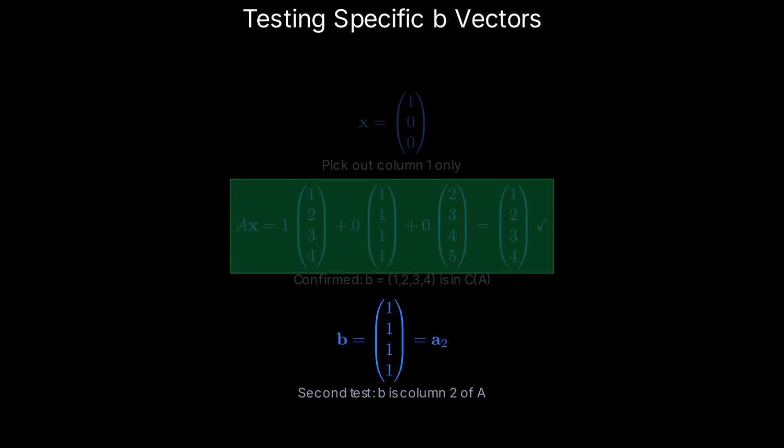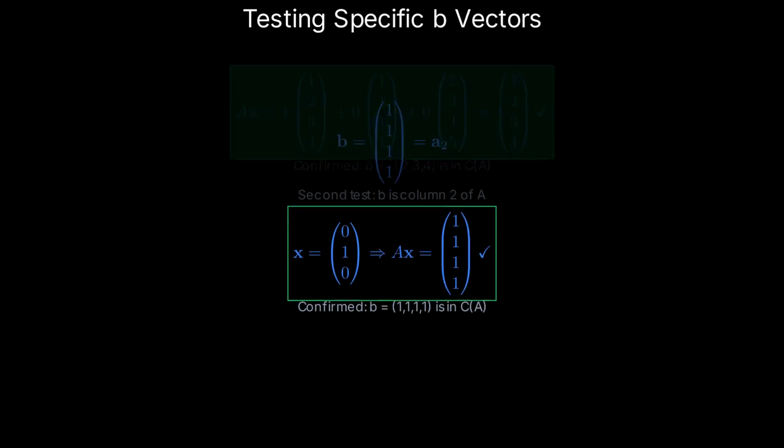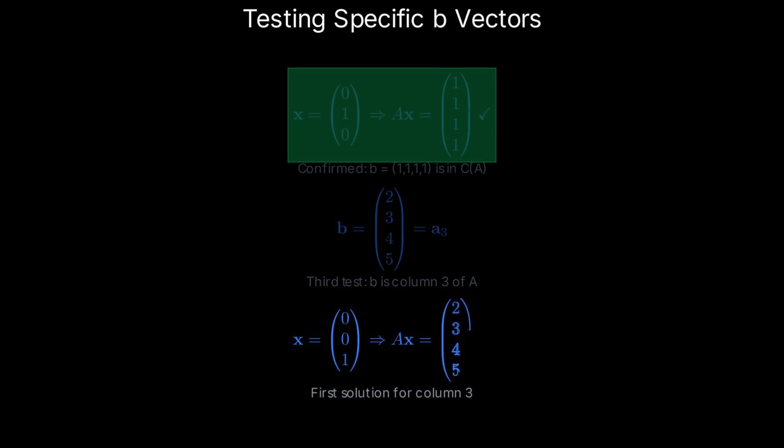Check. Next, take b = (1, 1, 1, 1). That's column 2 of A. Setting x = (0, 1, 0) works immediately. Ax = (1, 1, 1, 1). Check. Now try b = (2, 3, 4, 5). That's column 3 of A. So x = (0, 0, 1) works. Ax = (2, 3, 4, 5). Check.